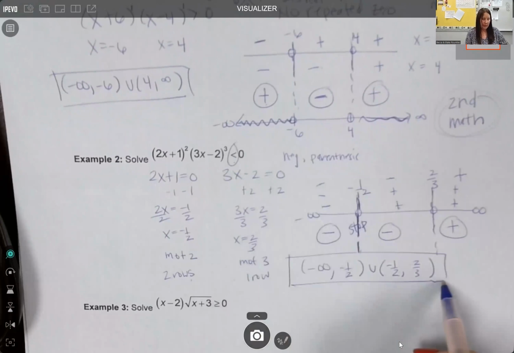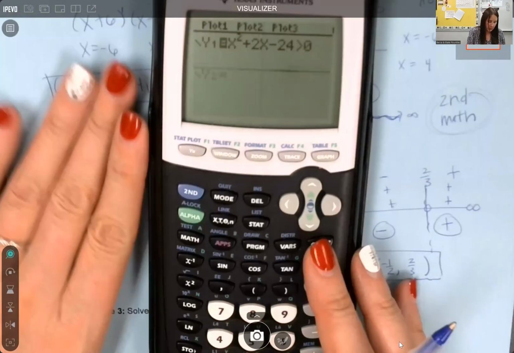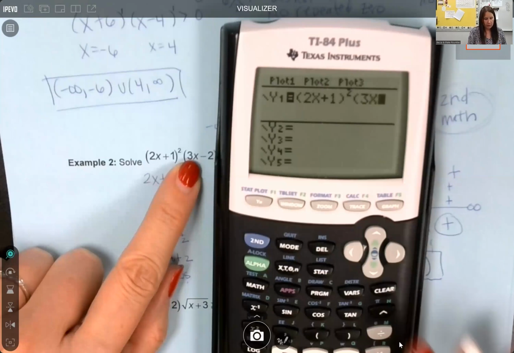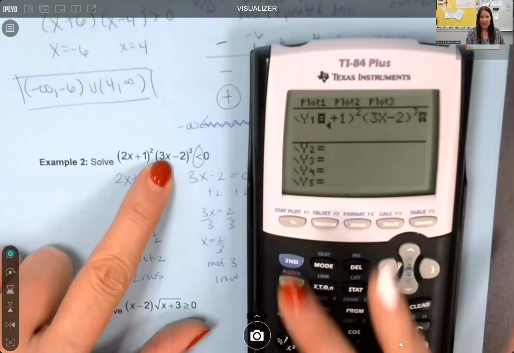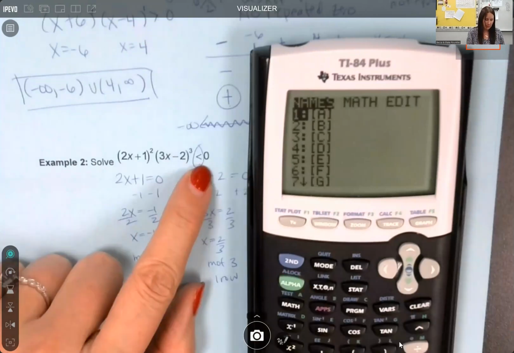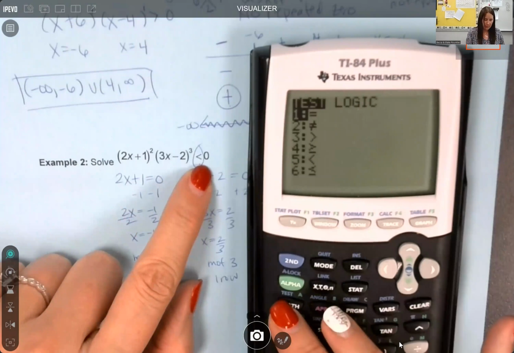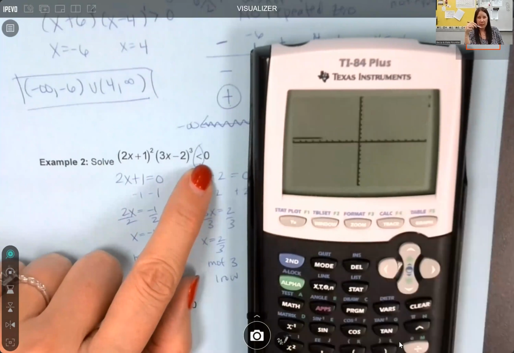All right, let's check it. So I'm going to graph 2x plus 1 squared, and then 3x minus 2 cubed. Second math, this one is less than. Oops, I hit the wrong second button. Second math, less than is number 5. Less than 0, graph.